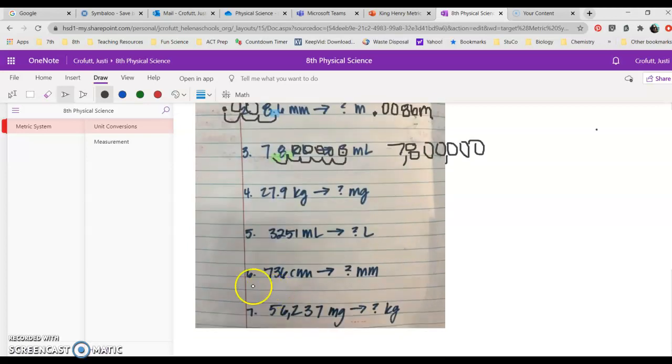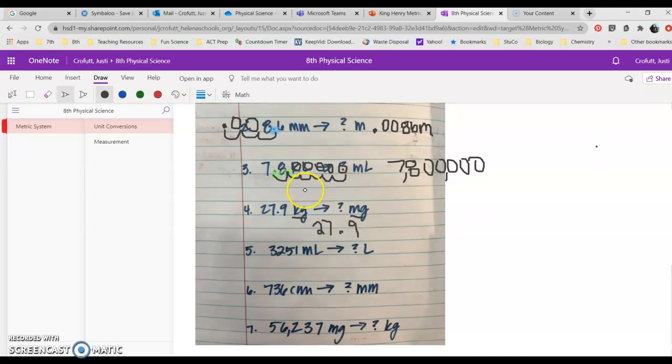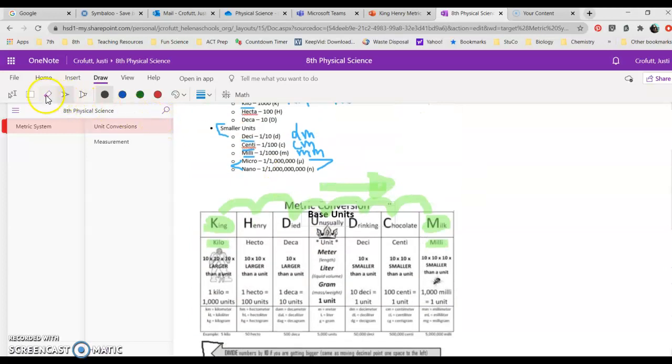Okay. Next one, so we have a couple more left, 4 more left. We are starting with kilograms and going to milligrams. So 27.9 kilograms. Kilograms is a really big unit. That means there's going to be a lot of milligrams in a kilogram. So let's go back up here. Same kind of thing that we had last time. We're going to go kilo. So here's your kilograms right here to milligrams.